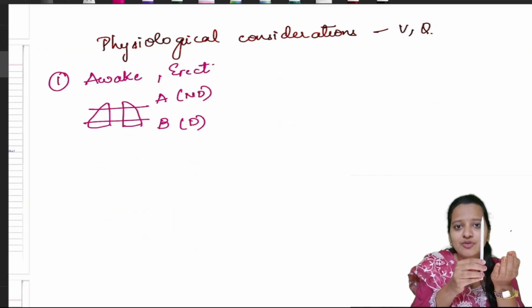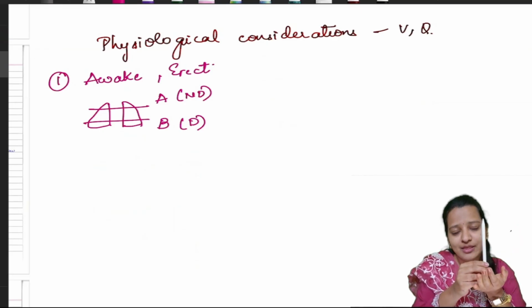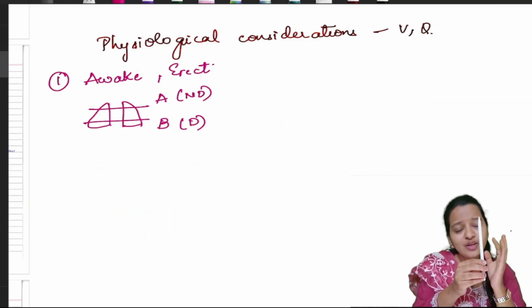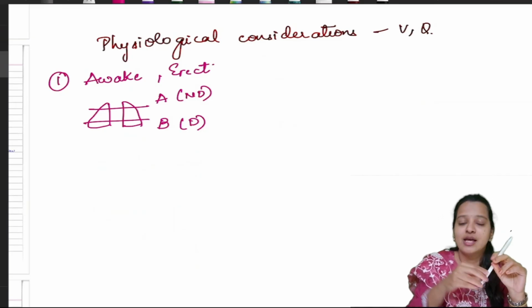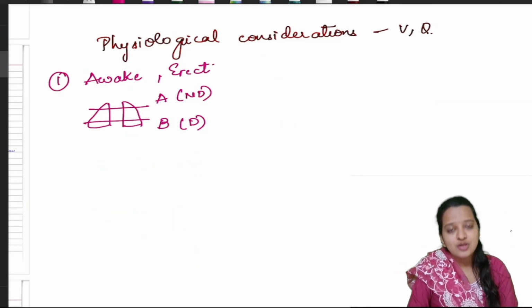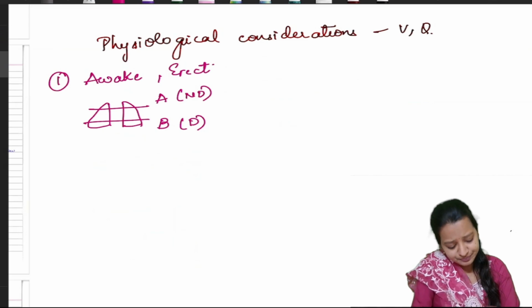What happens to the perfusion? The perfusion also increases from apex to base. That is, more perfusion in the base because of gravity. What happens to the ventilation perfusion ratio? It decreases from apex to base. This we know from physiology, right? So let us put it in writing.